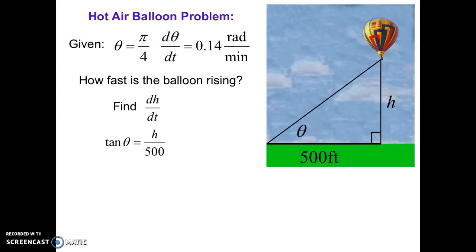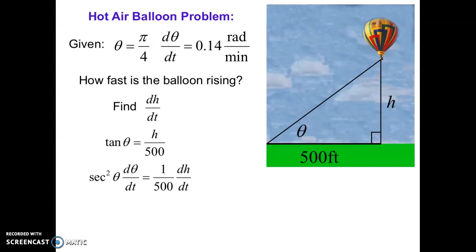Well, I could use tangent, because in a right triangle, the tangent ratio says that the tangent of the angle theta is equal to opposite over adjacent. So I could say, tangent theta equals h over 500. All right, so now I have an equation that relates theta and h.